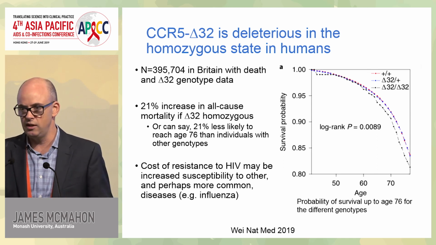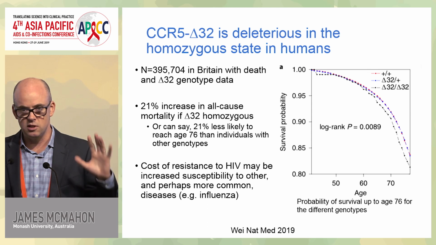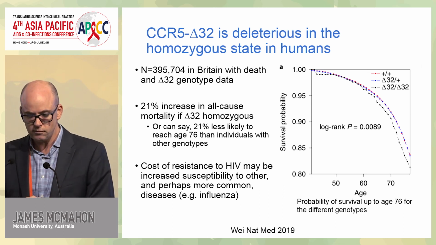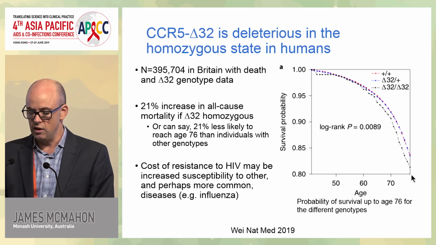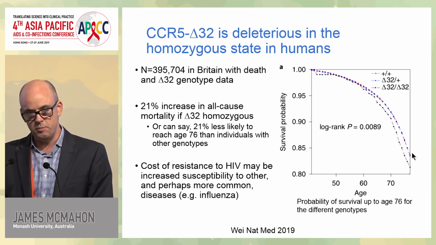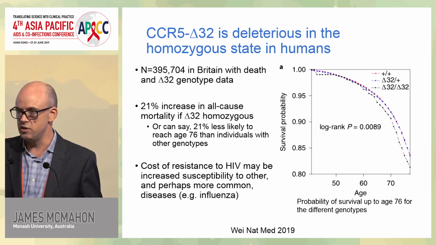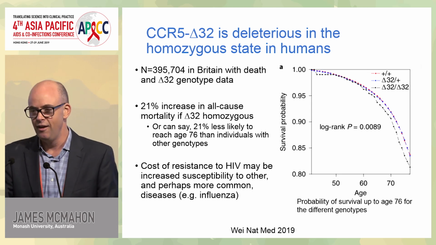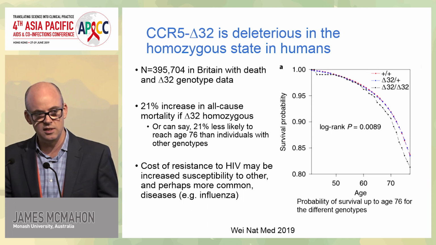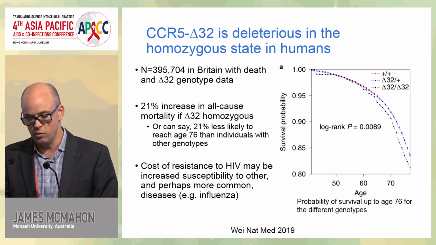These are not people with HIV, not people getting transplants, just people in the community in the UK. This one little figure shows that if you've got this delta 32 mutation homozygous, your likelihood of reaching age 76 is lower than if you didn't have it in the general population. And there have been other reports that if you have this delta 32 deletion, you're at higher risk of mortality from things like influenza, and West Nile virus has also been reported.